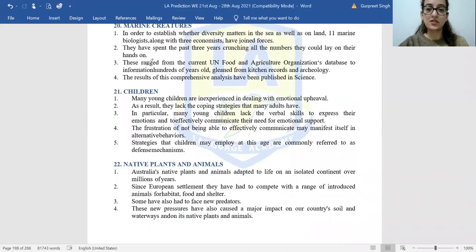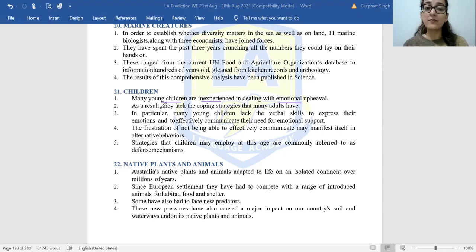All right. So the next one, 21. Many young children are inexperienced in dealing with emotional upheaval. Elements: children, they're inexperienced dealing with emotions, whatever emotional upheaval means. As a result, they lack the coping strategies that many adults have.